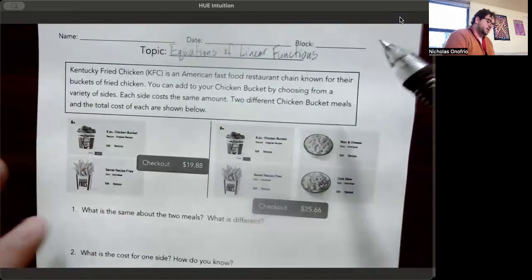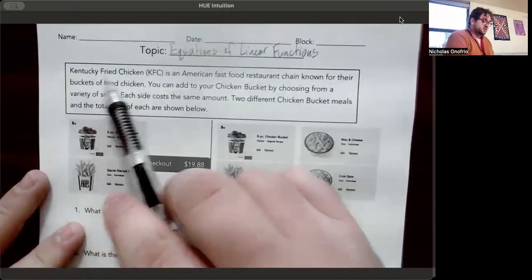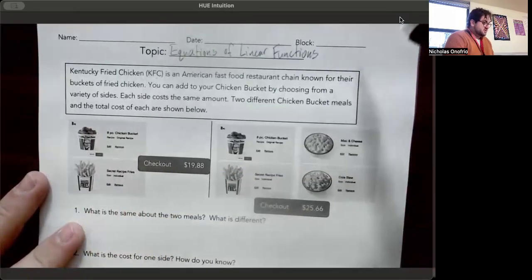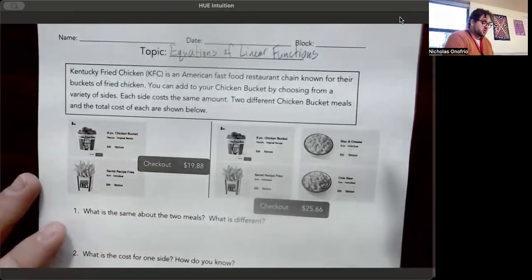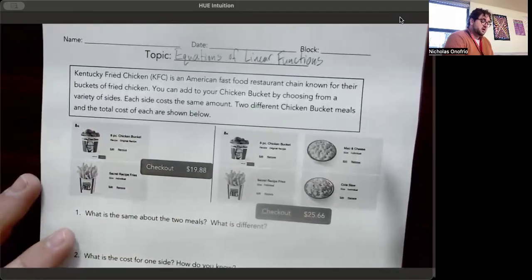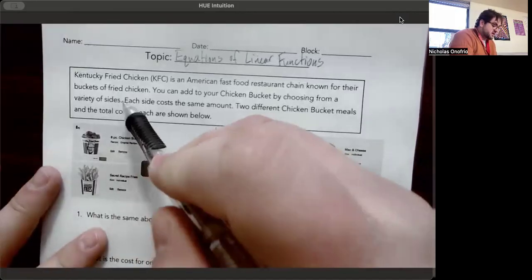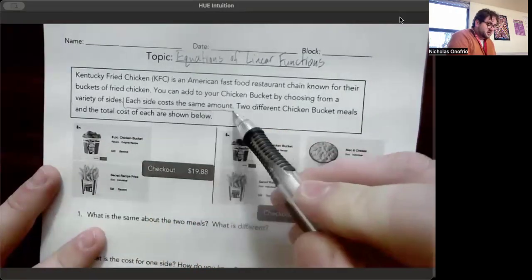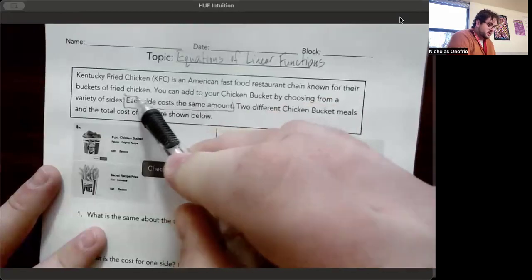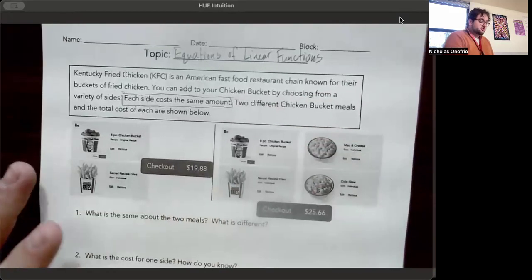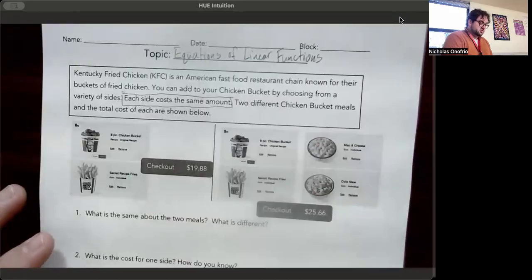Let's start by reading our paragraph at the top. Kentucky Fried Chicken, or KFC, is an American fast food restaurant chain known for their buckets of fried chicken. You can add to your chicken bucket by choosing from a variety of sides. Each side costs the same amount. So let's go ahead and box that. That seems like it will be important later. Two different chicken bucket meals and the total cost for each are shown below.